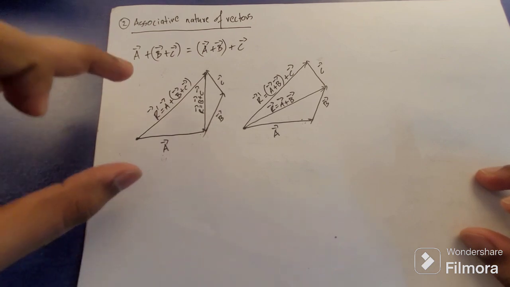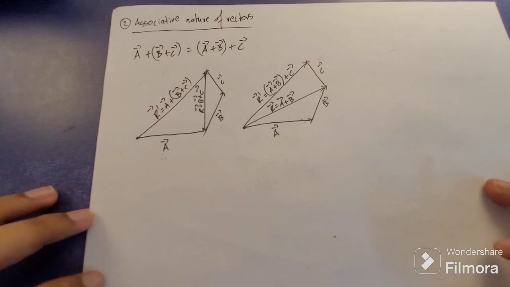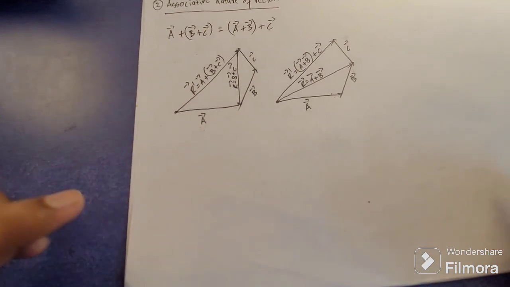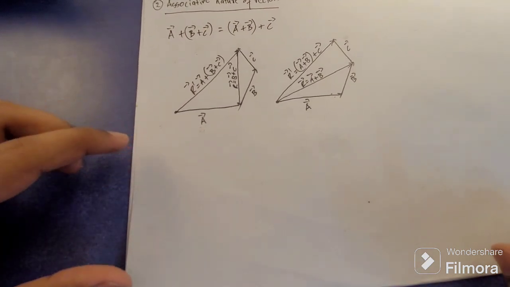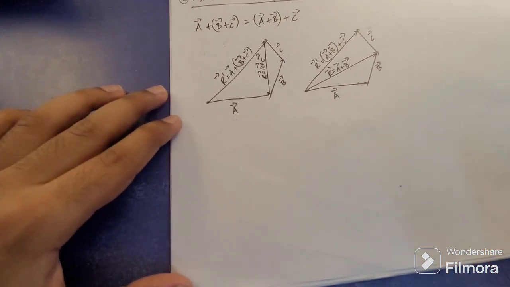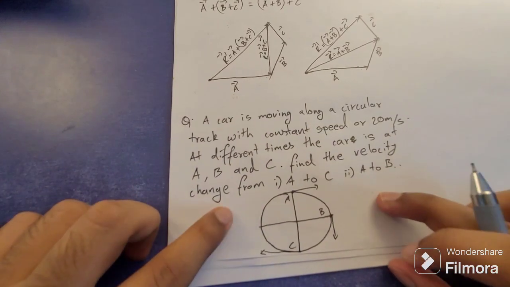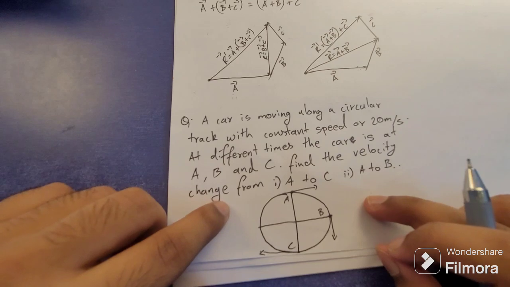So now that we have seen some important properties regarding vectors, I guess this much theory is enough. Now let us quickly look at a very interesting and a very beautiful question. So let me quickly write down that question. So this is the question. Let us see what the question is saying.